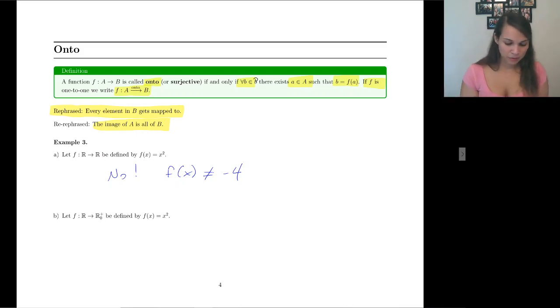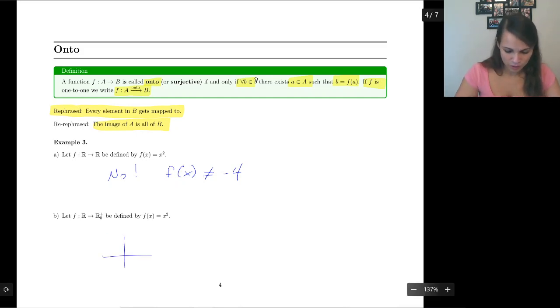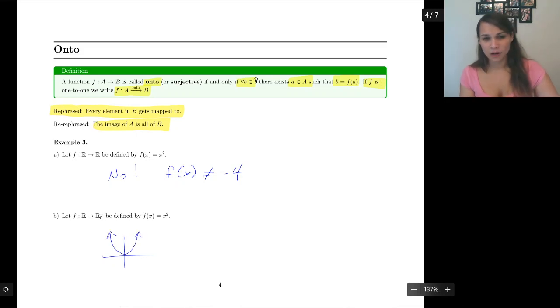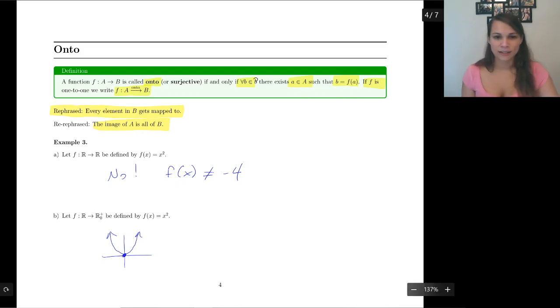So next example, we're going to restrict it. And we're just like, okay, fine. What about just 0 to all the positive things? What about that? Well, we know what the graph looks like. We know it looks like this. We can clearly see it's going to go up forever. It's going to hit all those positive numbers. We know that the vertex is here at 0, 0. So we know it's good.